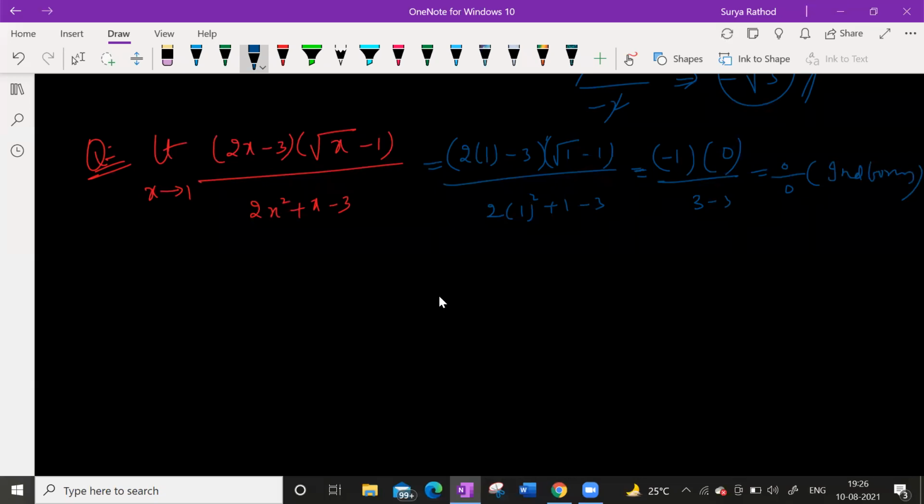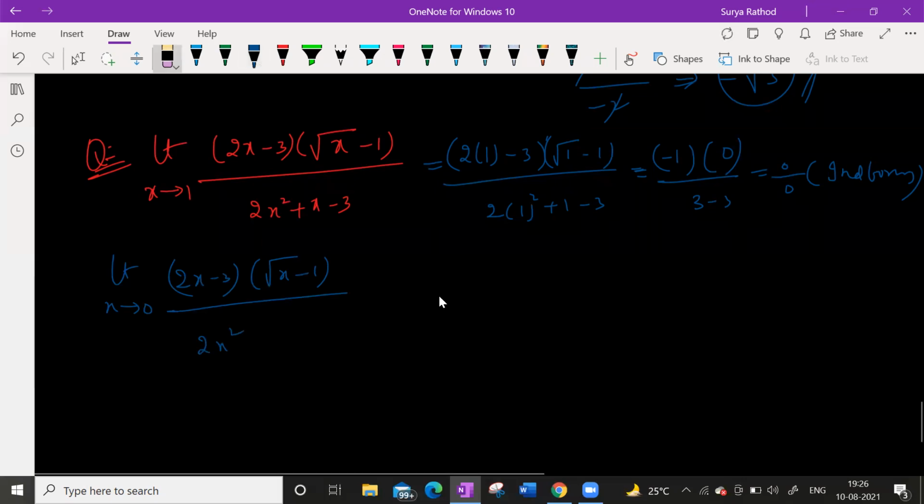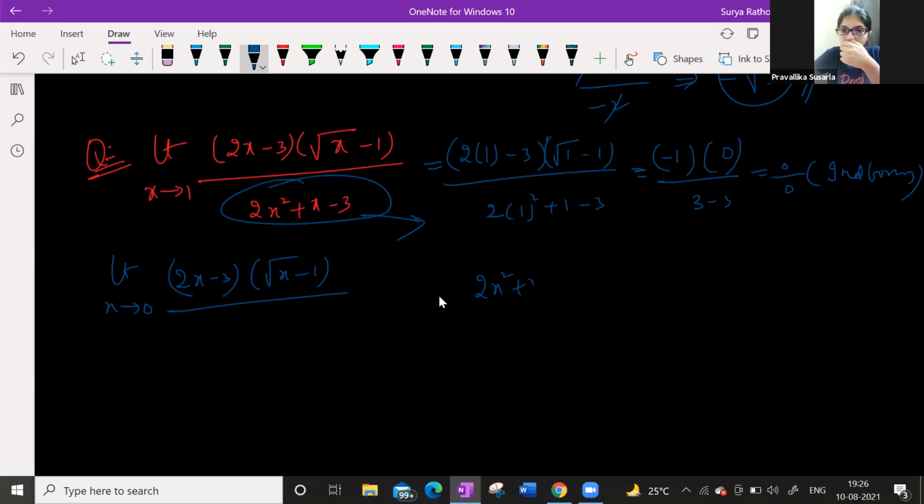So what method can I apply? Rationalization again, isn't it? Instead of doing rationalization, can I do factors? Can I find out the factors of this? What are the factors of this one? Splitting middle term method. How many of you know the splitting middle term method here?